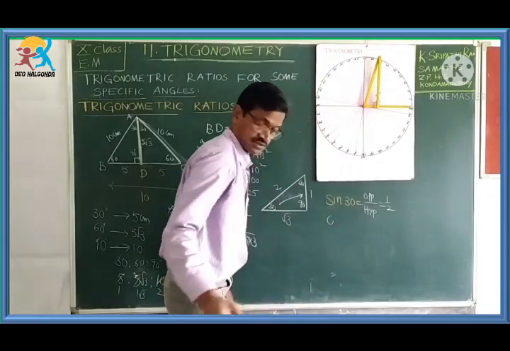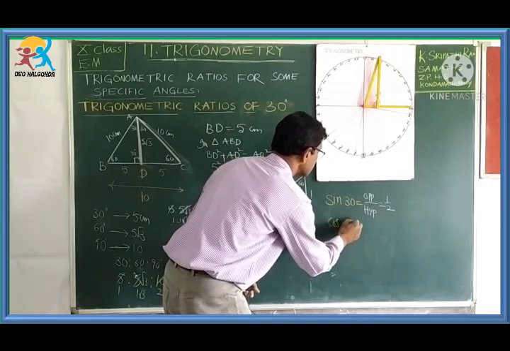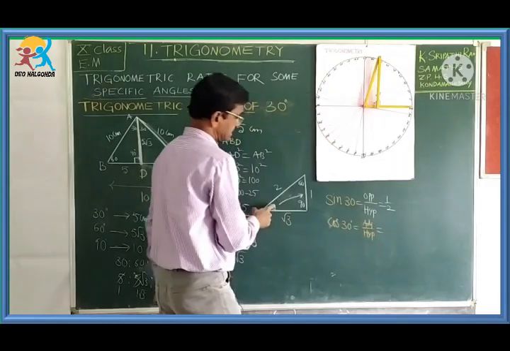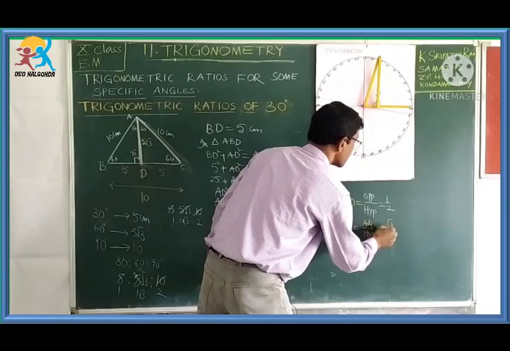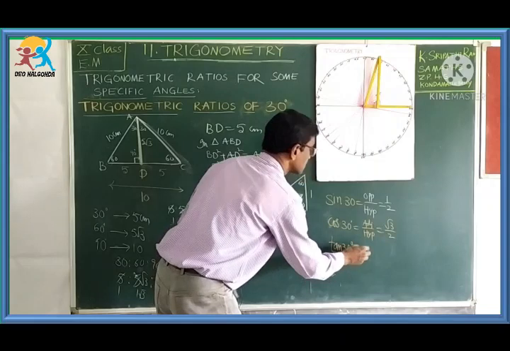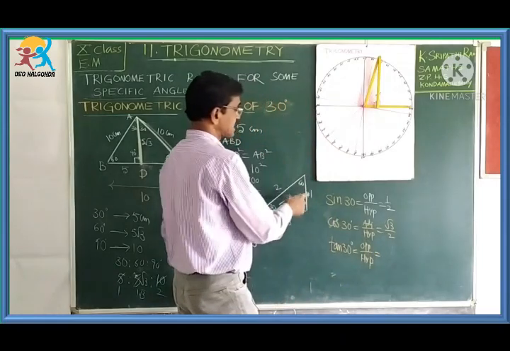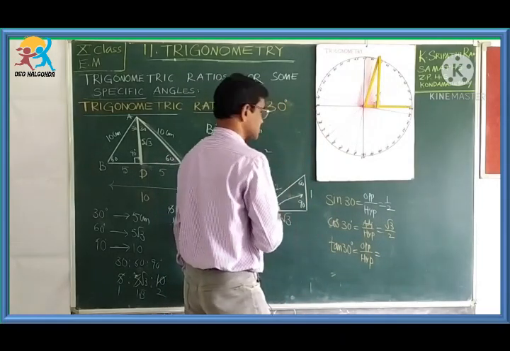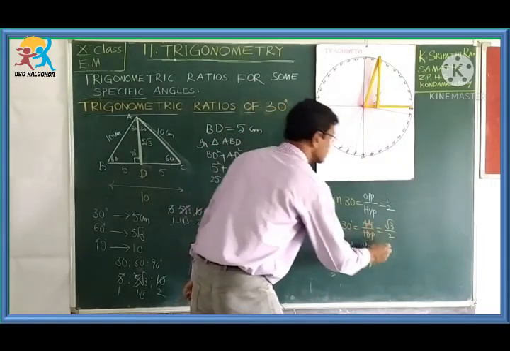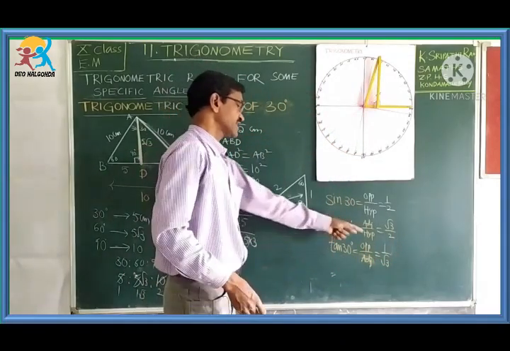Cos 30 degrees, let us take from this triangle. Cos 30 degrees is adjacent side by hypotenuse. Here adjacent side is root 3 by hypotenuse 2. Then tan 30 degrees is opposite side by adjacent side. Opposite side is 1, adjacent side is root 3. These are the main ratios, 1 by root 3.